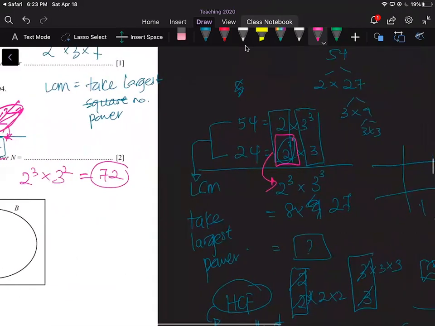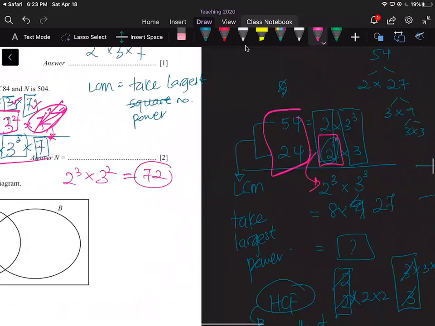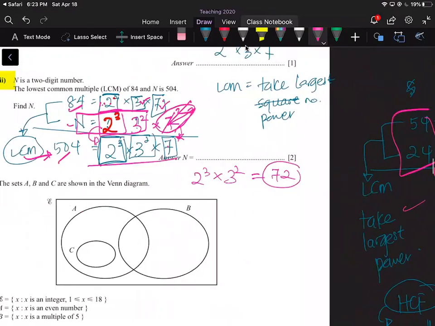For the earlier one that Ustaz explained, we have both numbers here and find the LCM. If this is 84 and n must be found, we already know the LCM, so 84 and n, what we have to do is find out the LCM, which we already know, which is 504. So reverse the method that Ustaz taught here. Okay? So please try to understand. If you understand too, you may ask me again.